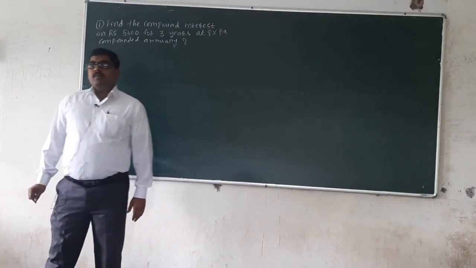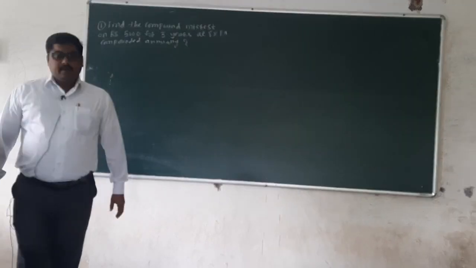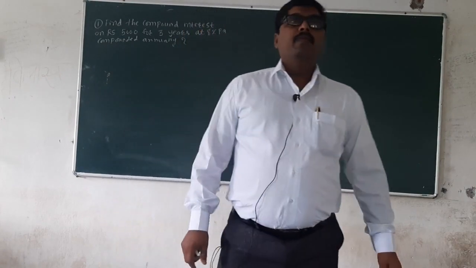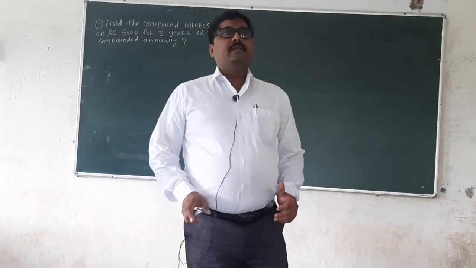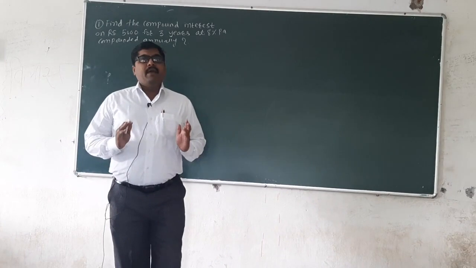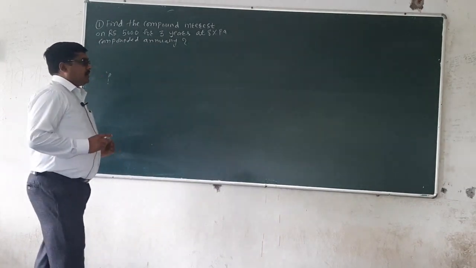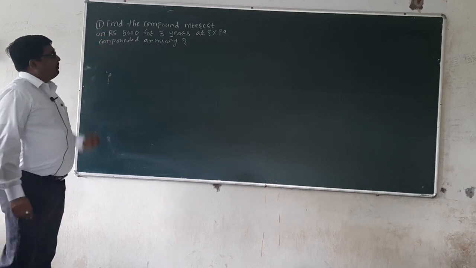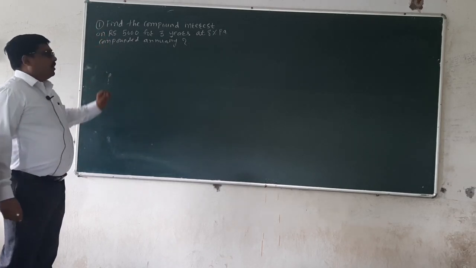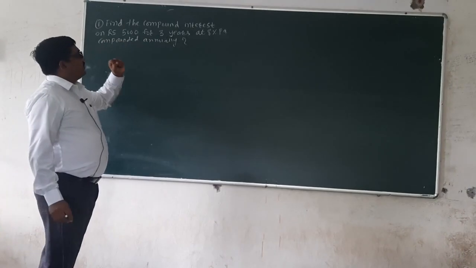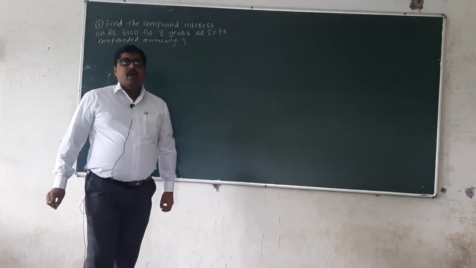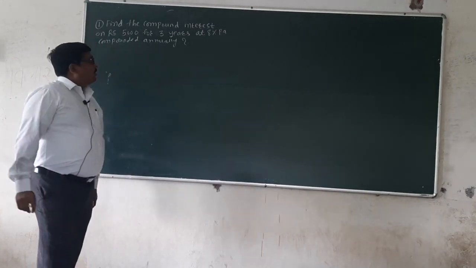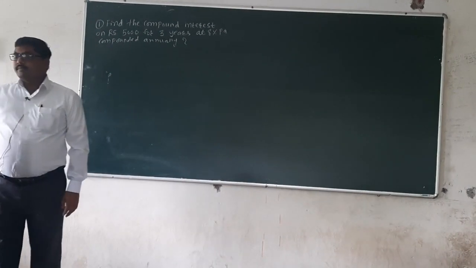But again, I want to show how the compound interest will be formed by using the simple interest. Now, suppose you have a problem: find the compound interest on rupees 5,000 for 3 years at 8% per annum, compounded annually.